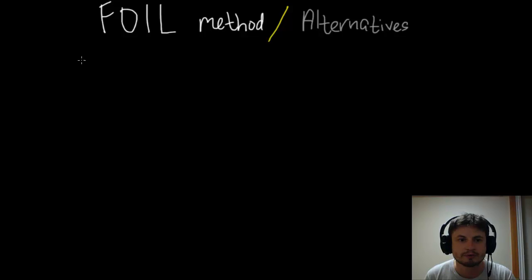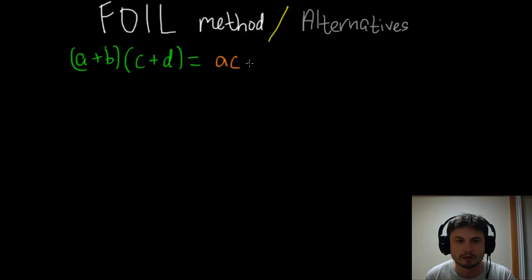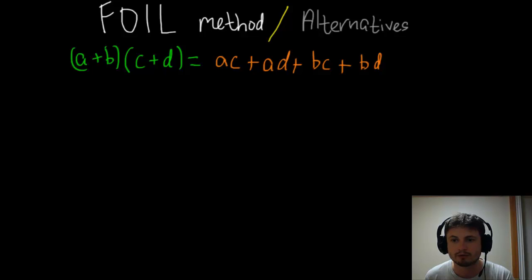Now, first I'm going to use the same example that they have in the book, and I'm going to write it right here. So imagine you have A plus B, in brackets, multiplied by C plus D, also in brackets. And what this gives you is AC plus AD plus BC plus BD. Now, first I'm going to show you a kind of table-like way of solving this, or basically showing you how this works. So this is how you can solve this with the table.